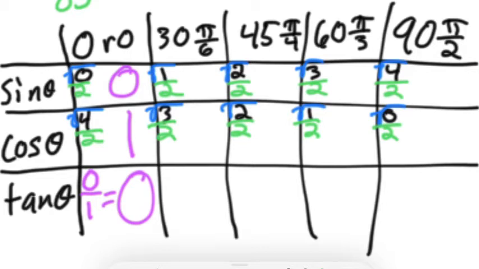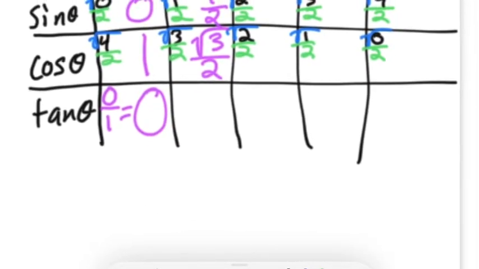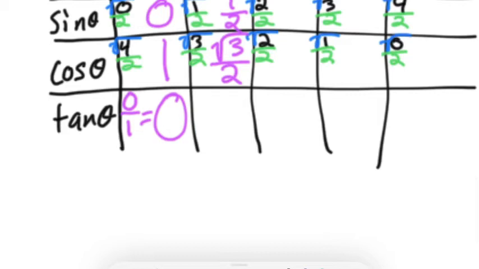Next column, you have the square root of 1. That simplifies to 1. So you will have 1 over 2. The next box, you have the square root of 3. It does not simplify, so you just have the square root of 3 over 2. Now, the tangent of 30 is where it gets a little bit complicated. You would have 1 over, let me change the color.